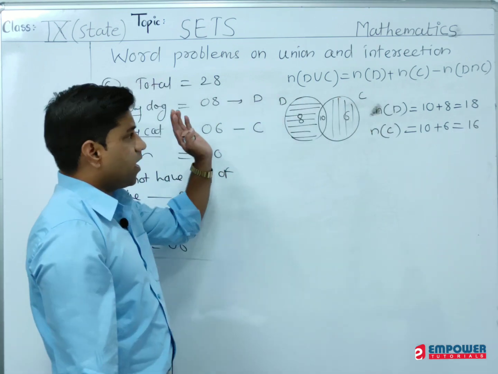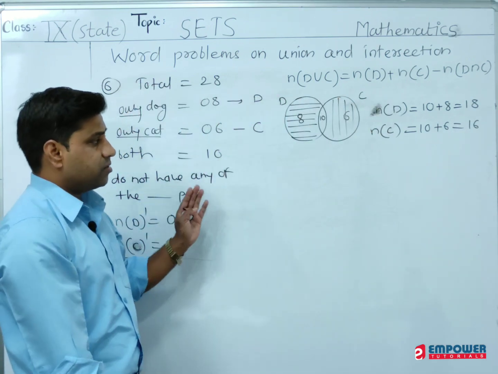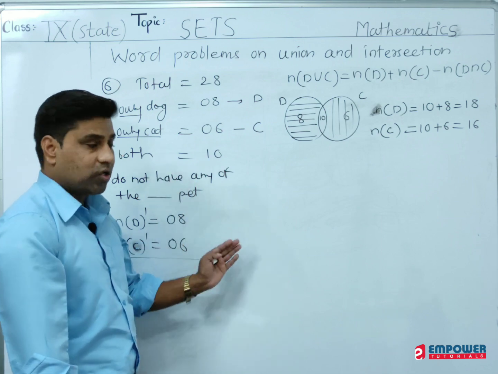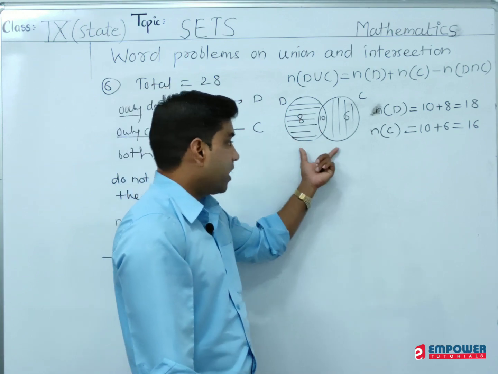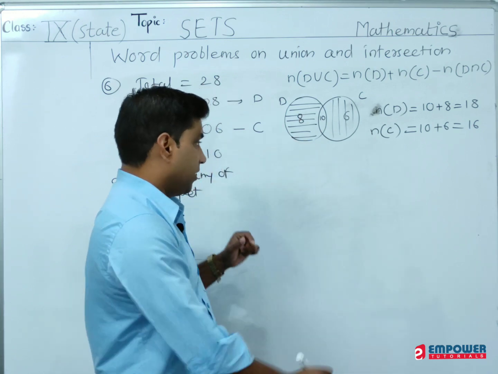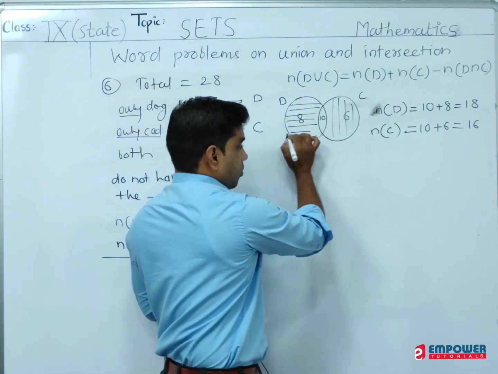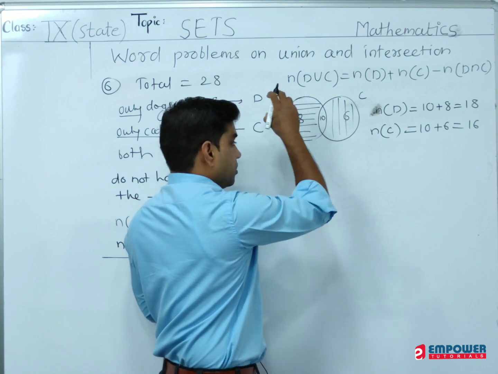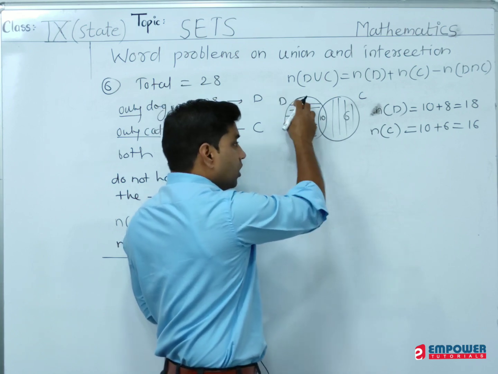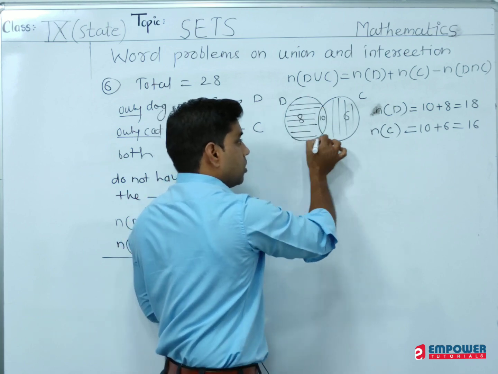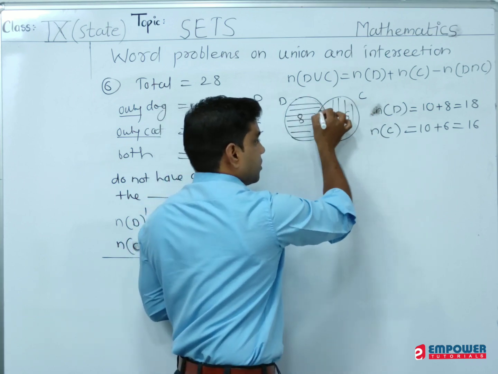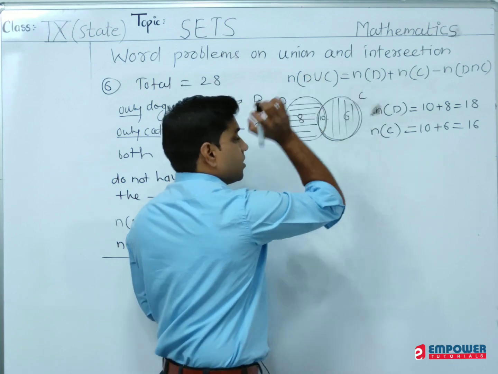See here, just by the statement sentences, sometimes the idea is not clear. That's why we have to take the help of this Venn diagram. From the Venn diagram, we can understand it clearly. Are you getting this? This horizontal lines mean the number of students having only dog as a pet animal, and 10 is common, so 10 plus 8 is the total number of students, and 10 plus 6 is the total number of students who have a cat as a pet animal.